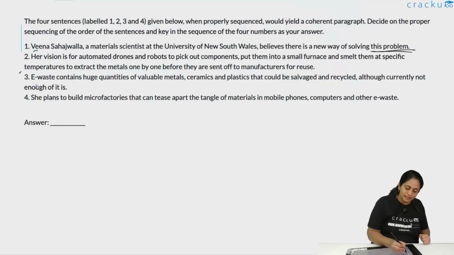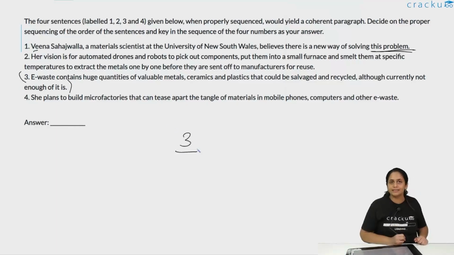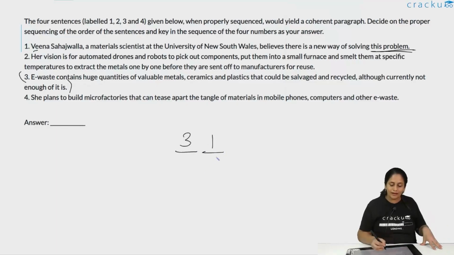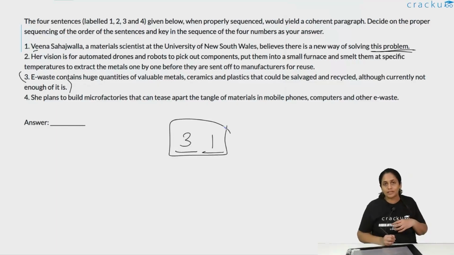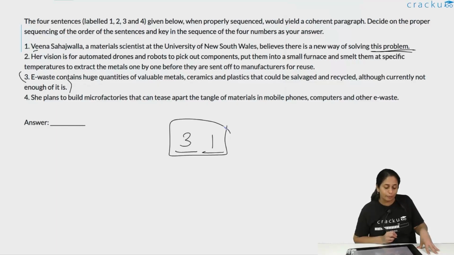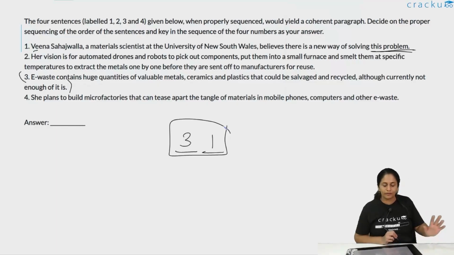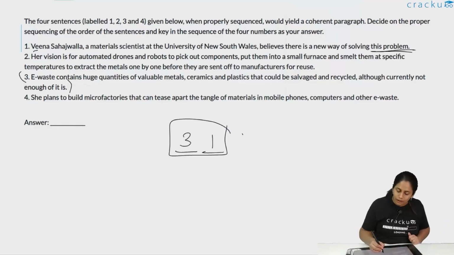The problem is mentioned in 3. So 3 is the opening sentence. 3 gives you the problem. If you see 1, 2 and 4, they refer to Veena. So they should come after Veena has been introduced in 1. So 1 should be there, where Veena is posing a solution to the problem. So 3 tells you the problem, Veena is proposing a solution to the problem, and 2 and 4 refer to she and her. So basically it is referring to Veena, so they should definitely come after 1. So therefore 3, 1 should be at the start and 2 and 4 in some order should be at the end. So the order can be 3, 1, 2, 4 or 3, 1, 4, 2.